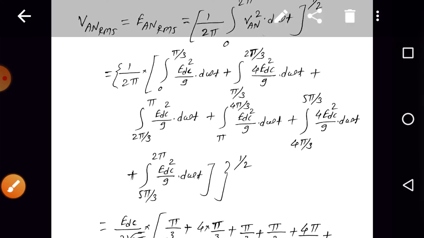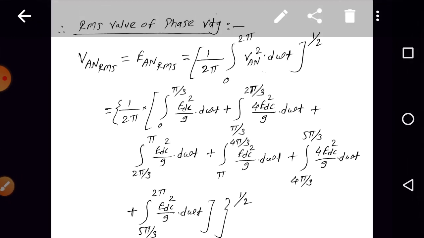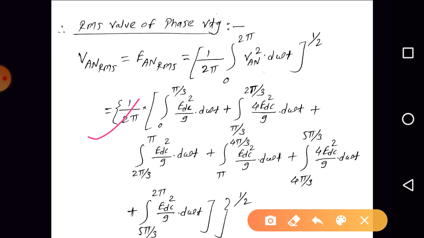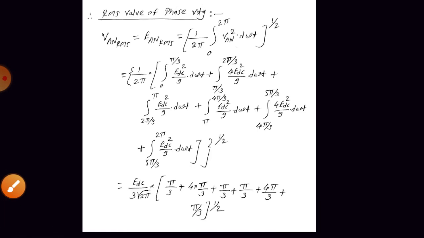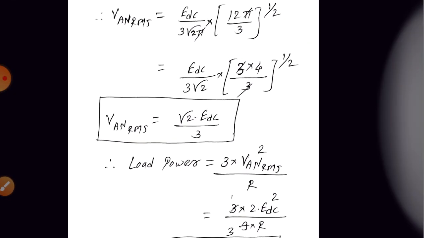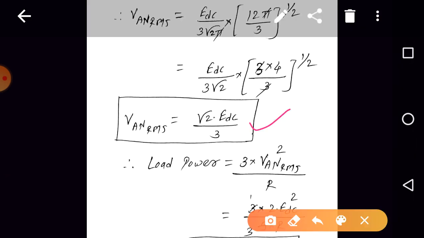So it is 1 by 2 pi integration from 0 to pi by 3 of EDC square by 9, right? Because we need to take the square of VAN. During the first interval it is EDC by 3, so it is EDC square by 9 d omega t, plus pi by 3 to 2 pi by 3, and we need to put in the values of VAN. After simplifying, we can write VAN RMS is equal to root 2 EDC by 3.